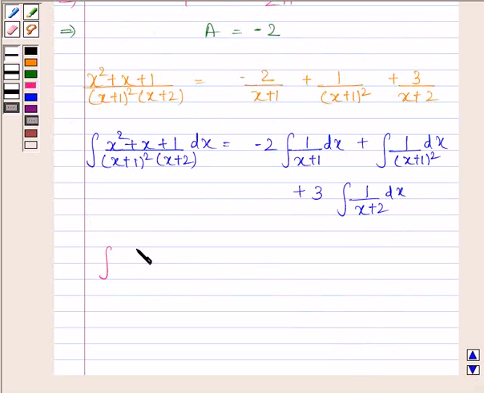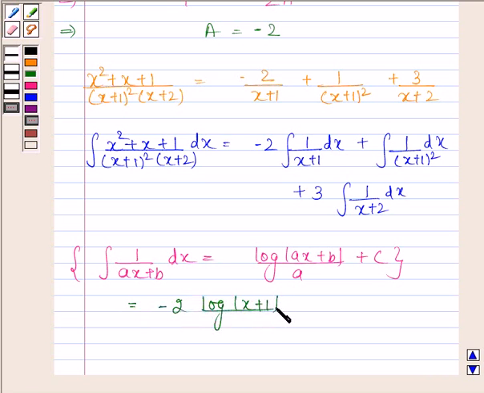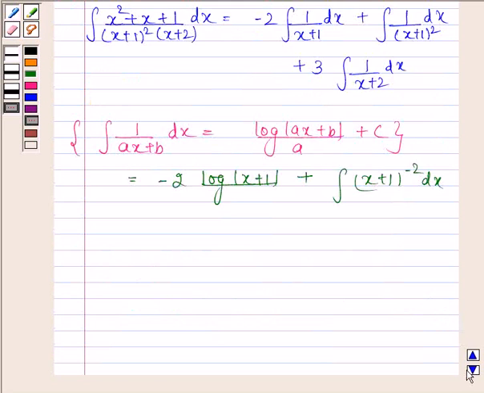We know that the integral of 1/(ax + b) with respect to x is equal to log mod (ax + b) divided by the derivative of ax + b, that is a, plus c. So using this, the integral of 1/(x + 1) with respect to x is log mod (x + 1) divided by the derivative of (x + 1), that is 1, plus the integral, now this can be written as (x + 1) to the power minus 2 dx, plus 3, the integral of 1/(x + 2) with respect to x is log mod (x + 2) divided by the derivative of (x + 2), that is 1, plus c. Now here c is denoting the sum of all the constants of these integrals.